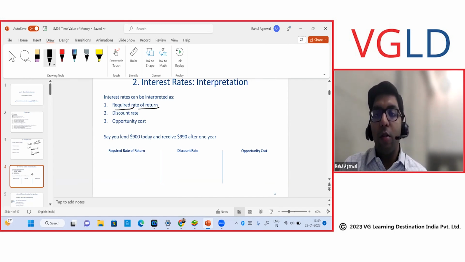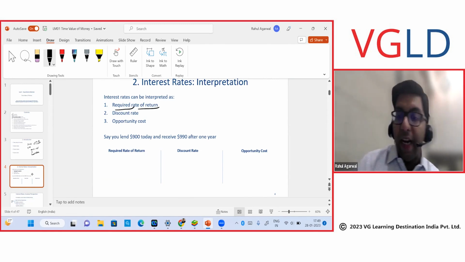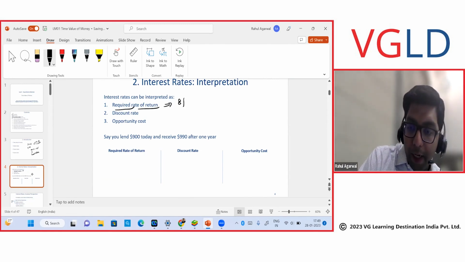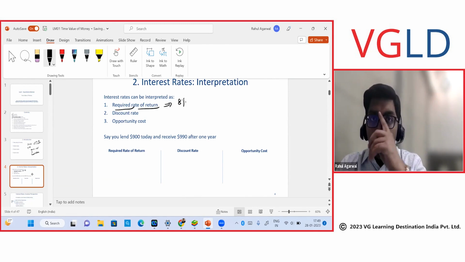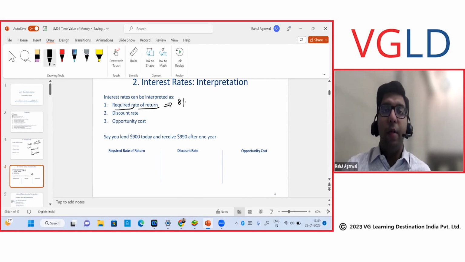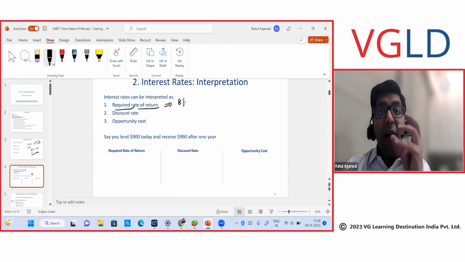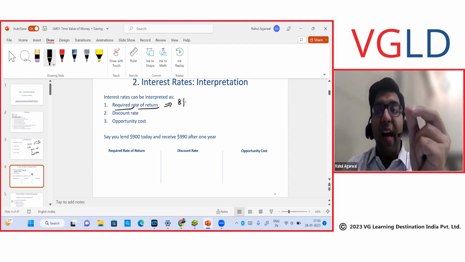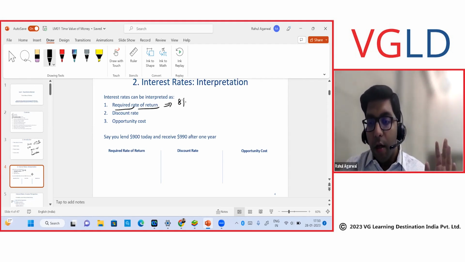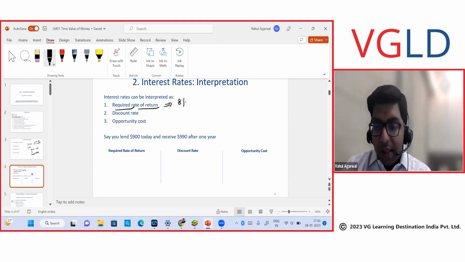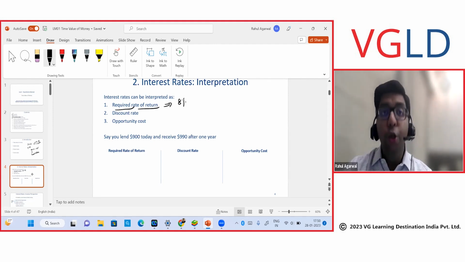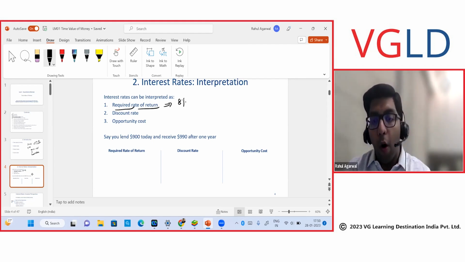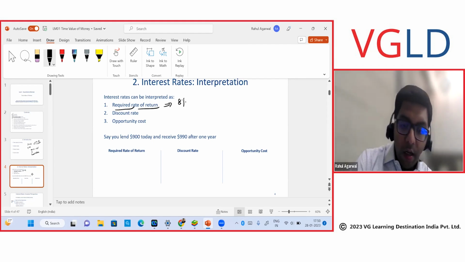So suppose Prachi wants to borrow $1 million, and Prachi has to pay interest on that $1 million. Suppose I am ready to lend that money to Prachi, and I ask her to pay me a minimum 8% interest. So what is my required rate of return in this case? 8%. Because I want an 8% return, only then I will lend money to Prachi. Am I clear? So that is called required rate of return: the minimum return that you want. Now, these are the simple meanings.